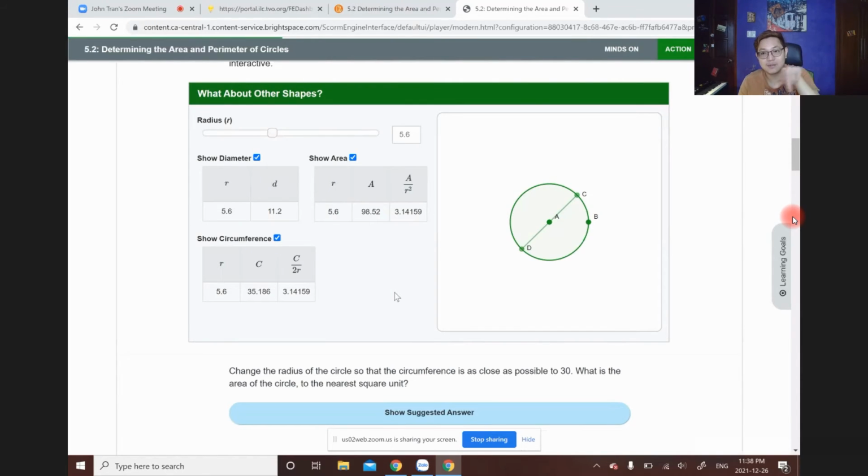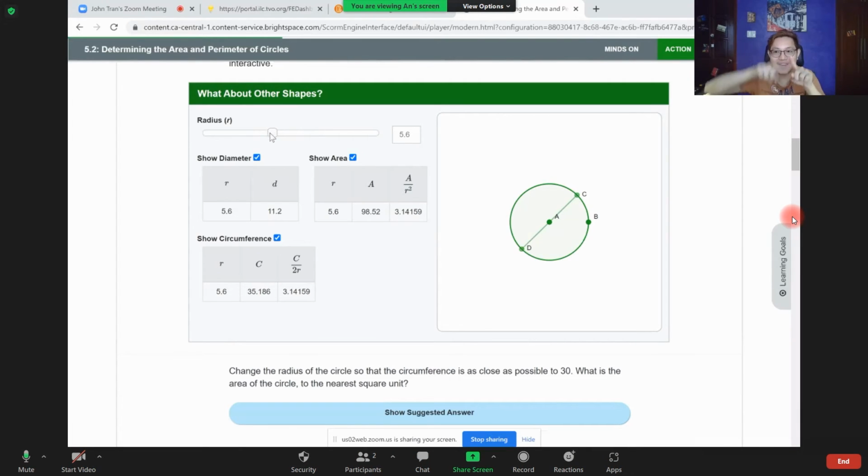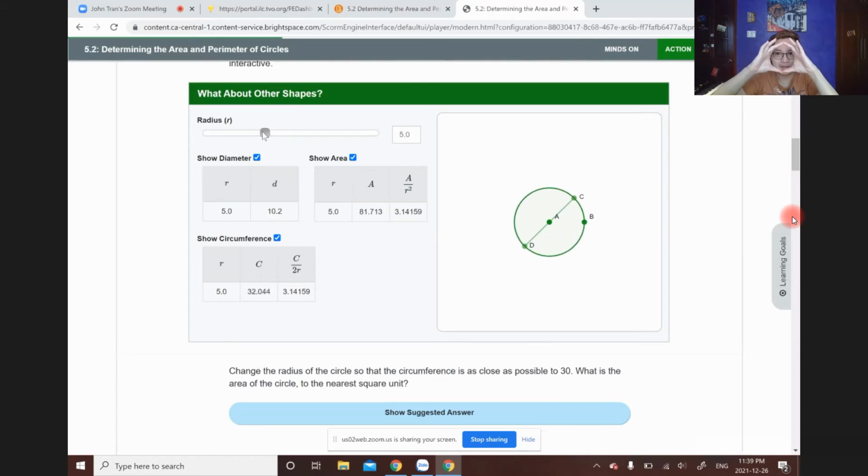Because it's a circle now, it cannot have any weird shape like different width and height. It's just the radius. Otherwise it's not a circle, right? Alright, so as close as possible to 30. Right here, 4.9 right now. How about 4.8? Yeah, 4.8 sounds better.